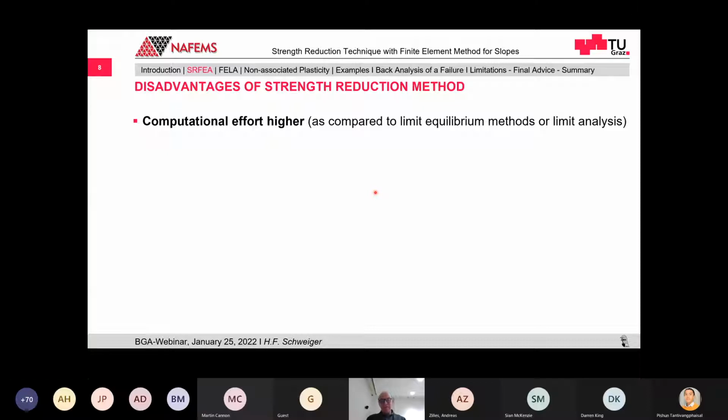Now, of course, there are some disadvantages as well. The computational effort is significantly higher than for limit equilibrium, but at some stage, if you have the model anyway for your working load conditions, this disadvantage almost disappears.